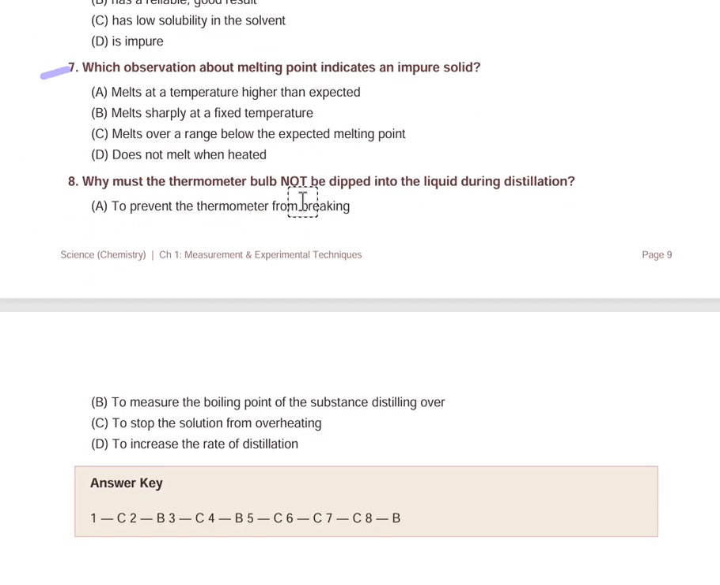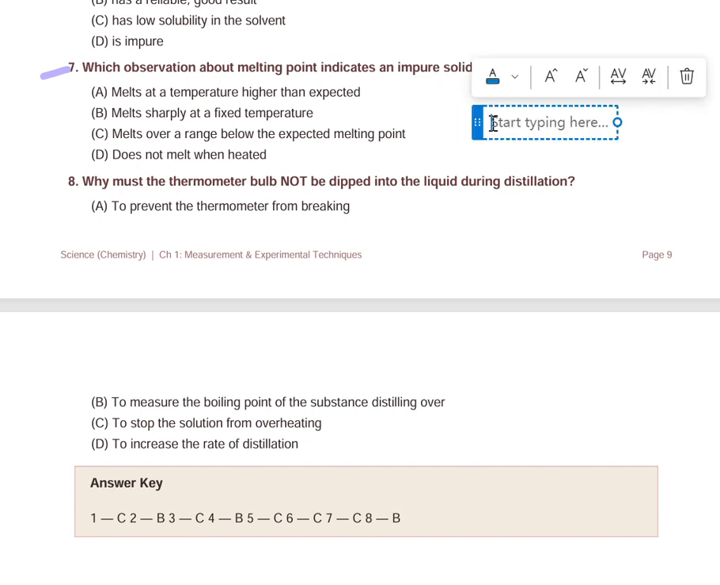Question 7. Which observation about the melting point indicates an impure solid? A. Melts at a temperature higher than expected. B. Melts sharply at a fixed temperature. C. Melts over a range below the expected melting point. And D. Does not melt when heated. So actually the answer for this question would be C.